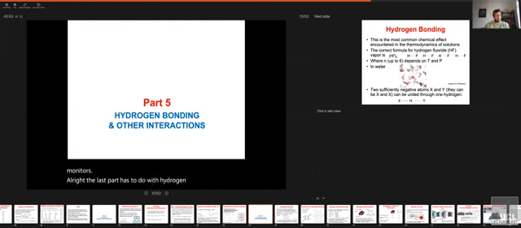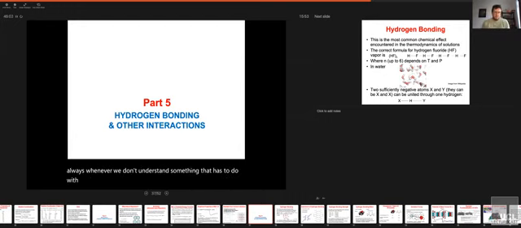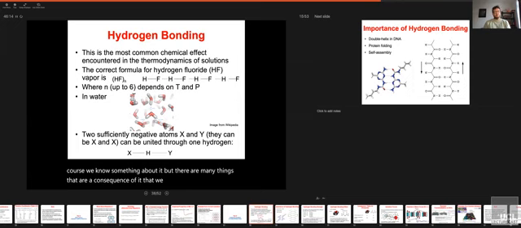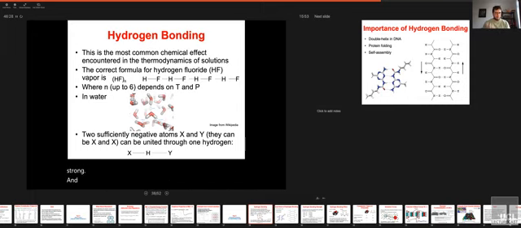The joke is always whenever we don't understand something that has to do with water, we say, well, it must be because of hydrogen bonds. So we don't really understand completely the hydrogen bond. Of course, we know something about it, but there are many things that are a consequence of it that we don't understand much. It leads to interactions between molecules that are quite strong, much stronger compared to the dispersive interactions, but not so strong compared to covalent bonds. So they are somewhere in between.